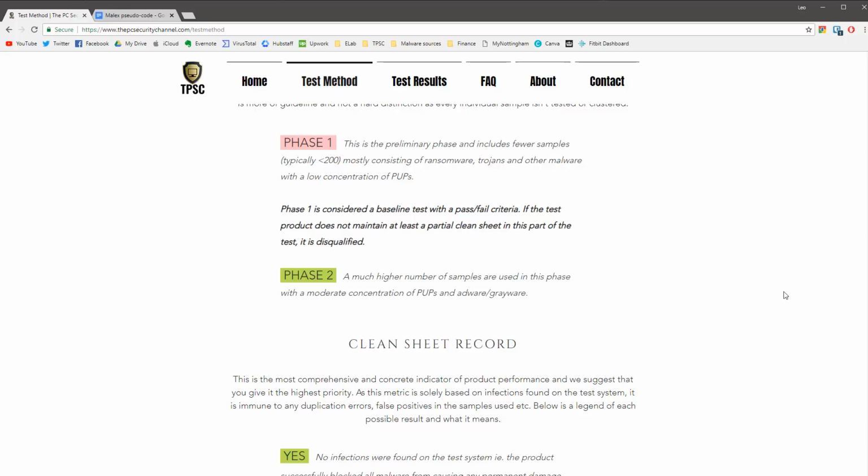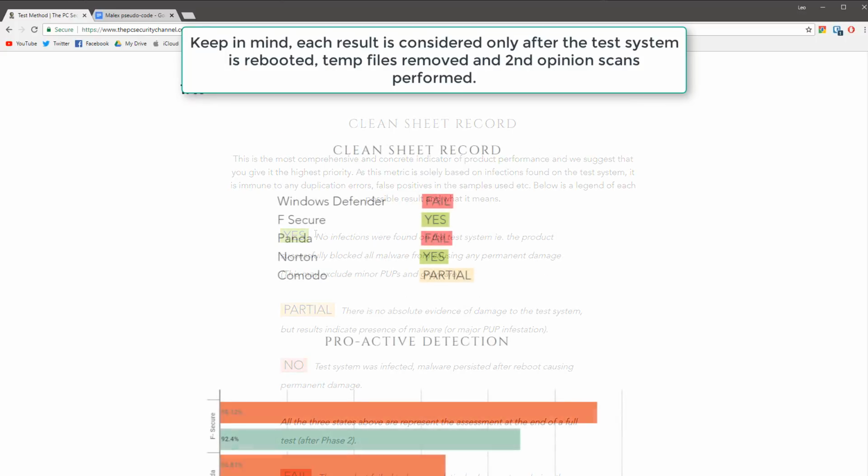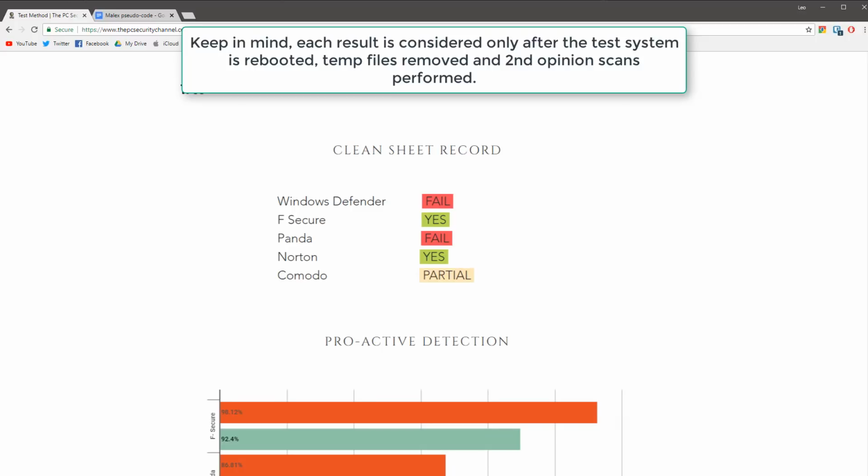Now that we know how the test is going to be conducted in two phases, let's discuss the types of results that a product might have. The first and most important thing is the clean sheet record. And when I refer to this, I'm referring to this at the end of phase two. So we're not talking about how the product did after phase one. We're talking about how the product did at the end of the test. And by the way, under test results in the website, you are going to see a record of how every product performed in these terms. So if you understand how to read them, you will be able to get all this information at a glance.